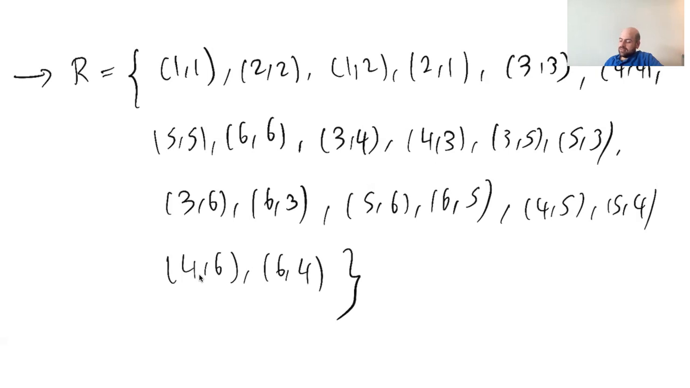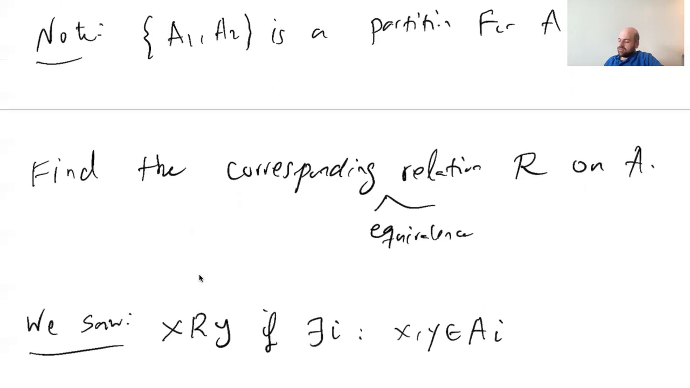Okay, and you can check that this is an equivalence relation, meaning that it's reflexive. Obviously, it's reflexive: every A and A is in R. And also symmetric: whenever A and B is in R, B and A is in R. It's also transitive, meaning that if A and B and B and C are both in R, then A and C is in R. So this is an equivalence relation corresponding to this partition.